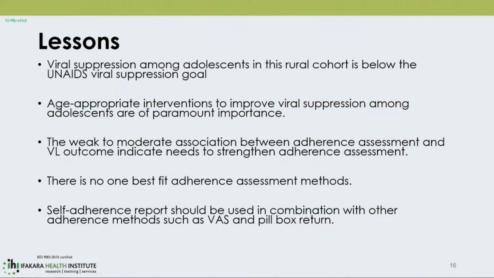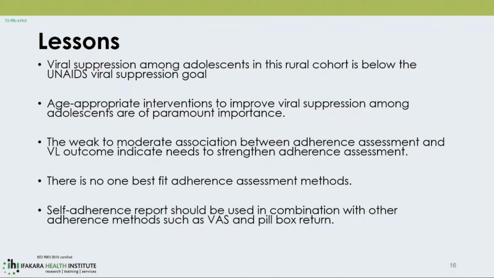The lessons we learned from this analysis are that viral suppression among adolescents, even in the rural setting, is still below the UNAIDS viral suppression goals. This calls for age-appropriate interventions to improve viral suppression. As we assess adherence at every visit, we should think about the appropriate methods to assess it, and probably we should also listen to the adolescents themselves on what can best reflect their adherence to ART once we assess it when they come to clinic. It probably also calls for using at least more than one method to assess adherence.